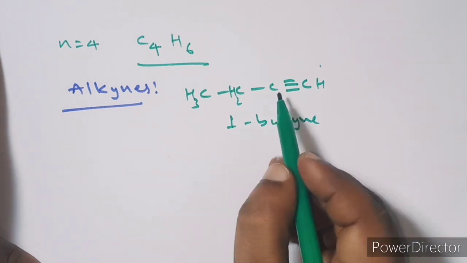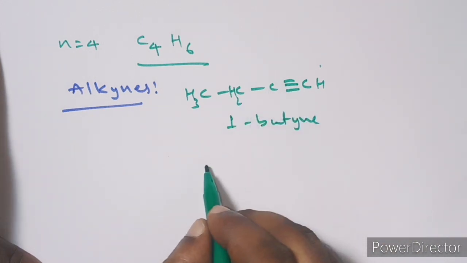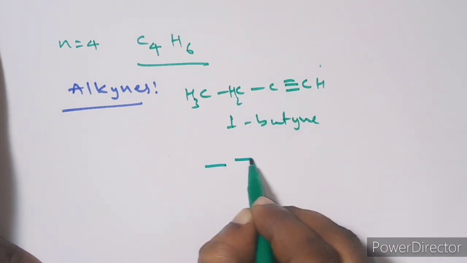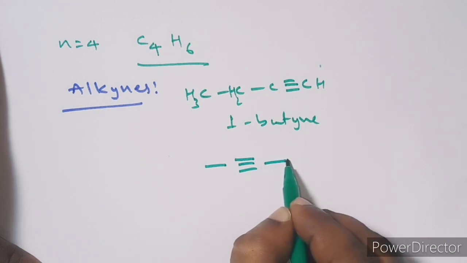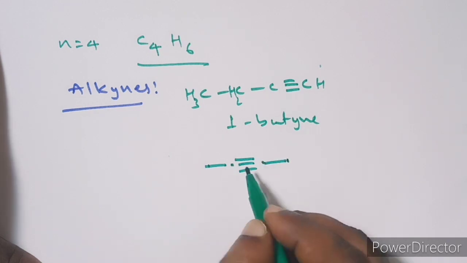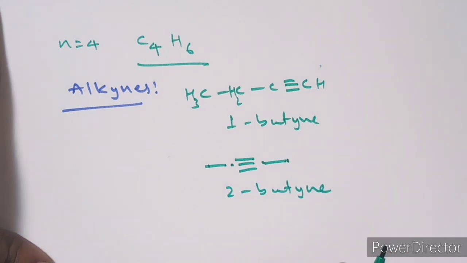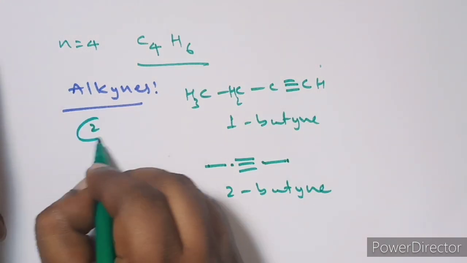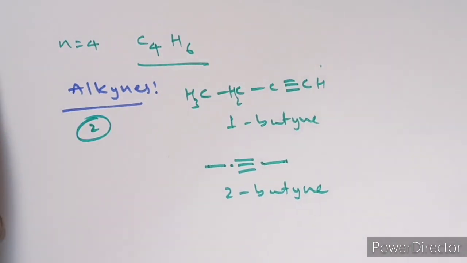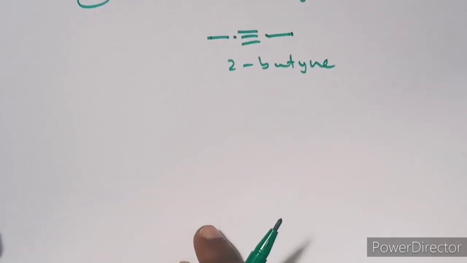Now change the position of the triple bond. If you change the position of the triple bond, you can write it like this. This is another compound, with first, second, third, fourth carbon. This is called 2-butyne. Can you write any other alkynes here? No. So only two alkynes are possible: 1-butyne and 2-butyne.